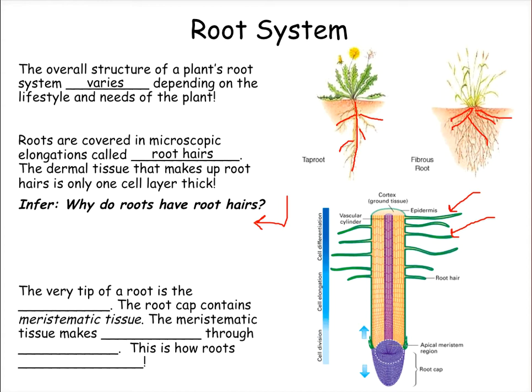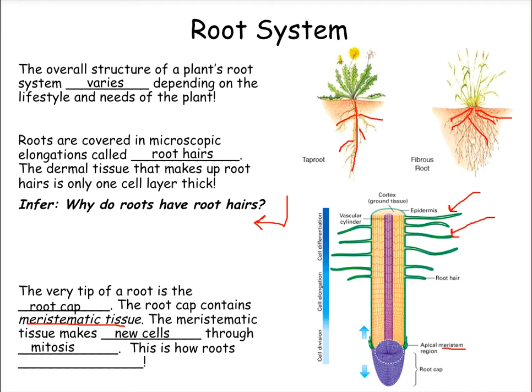Okay, so the last thing I want us to take a look at is the end of the root. At the very tip of the root, there's a structure called the root cap. And this area is important because it contains some of that meristematic tissue we were talking about on our last slide. You can see it in here as well. The meristematic tissue is there to make new cells through a process that you're likely familiar with through your middle school science class. The process by which we make new cells is called mitosis.